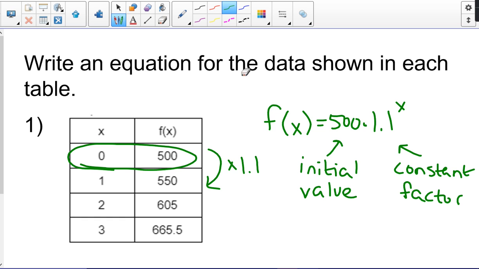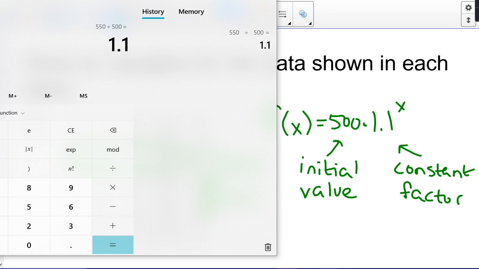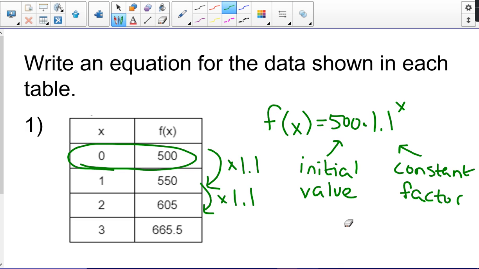And if I'm not sure that that's true, I could keep going and try to see from 550 to get to 605. Is that times 1.1? Let me see. 550 times 1.1 equals 605. So yes, I see that it worked for the next pair of values also. I continued multiplying by that factor of 1.1. So I know that I have the correct equation. Initial value of 500 multiplied by the factor of 1.1 for each x value.